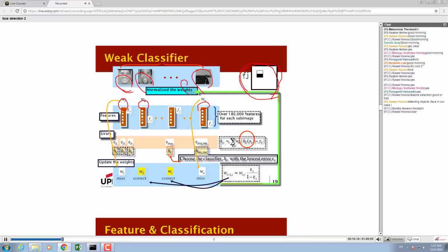Then we also prepare features from F1, Fj, to F180,000. So we have a lot of features, and they are ready here. So in the beginning part, we prepare samples with weight and features. Features are represented as symbol F. F means feature.